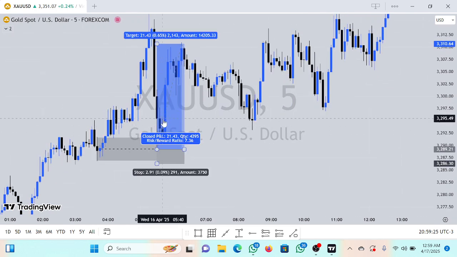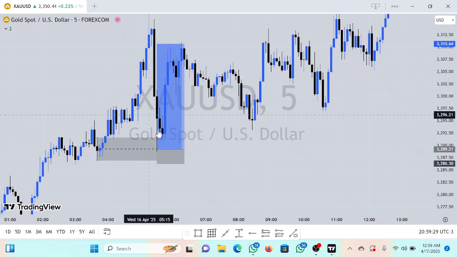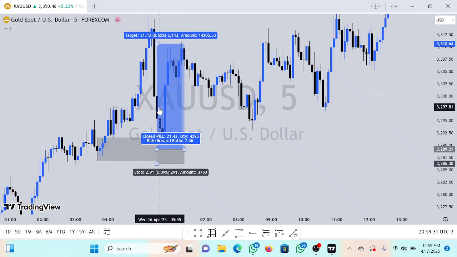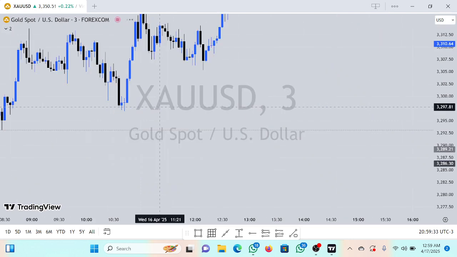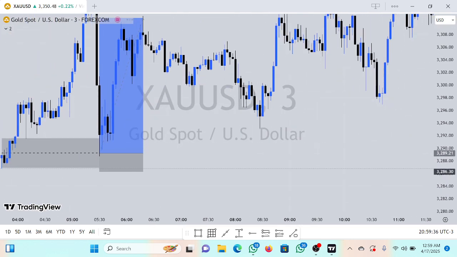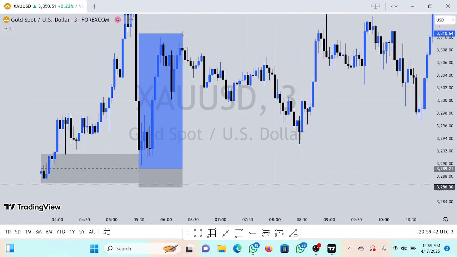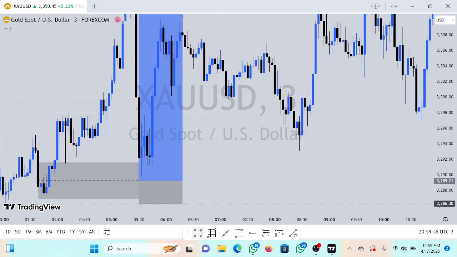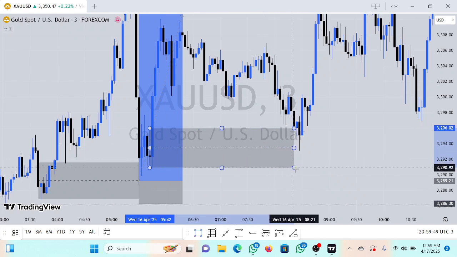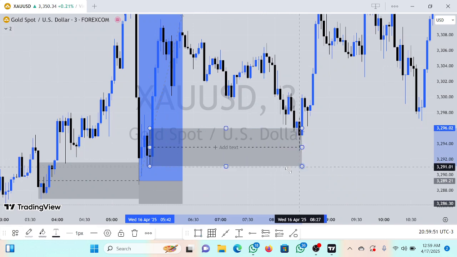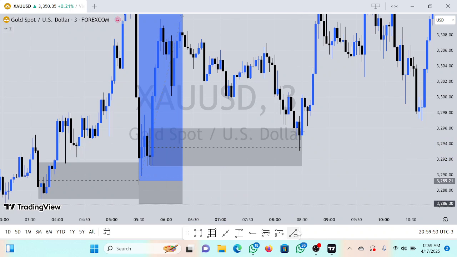This is the nearest mitigation block, which you can see has a fair value gap and a break of structure here. If you go to either the 3 minutes or 1 minute time frame, you'll see a clear break of structure, you can see an imbalance, you can see an inducement resting here. So I made use of this mitigation block to buy again.